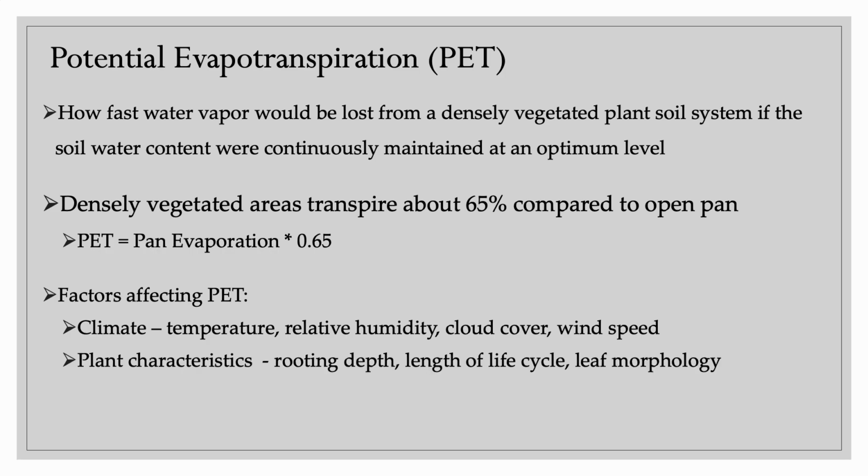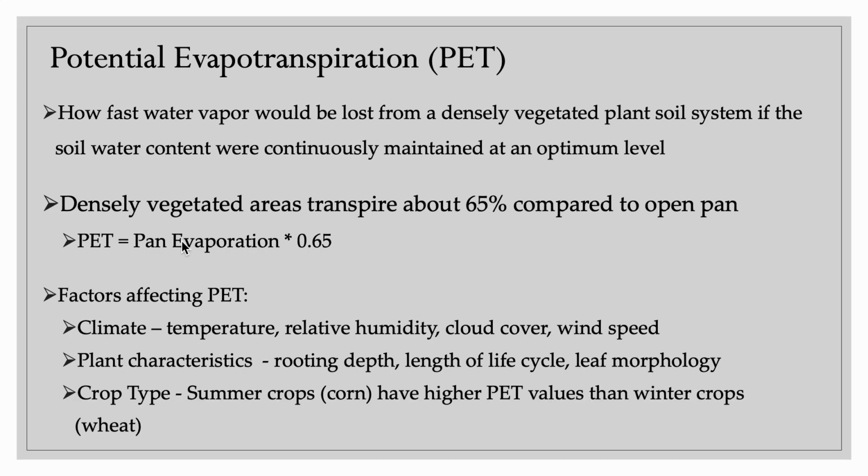Then there are plant characteristics. How deep is the root? How much water can that plant take up from the soil? How long does that plant grow? Leaf morphology, things of that nature. And then most importantly, crop type. Obviously summer crops are going to have a higher potential evapotranspiration value than winter crops, because it's so hot that they need to move that water in order to cool themselves.